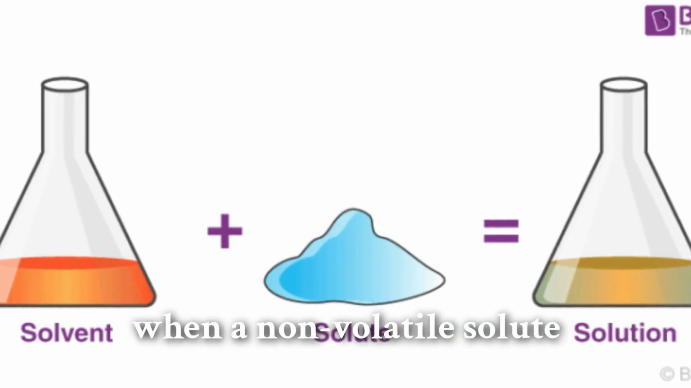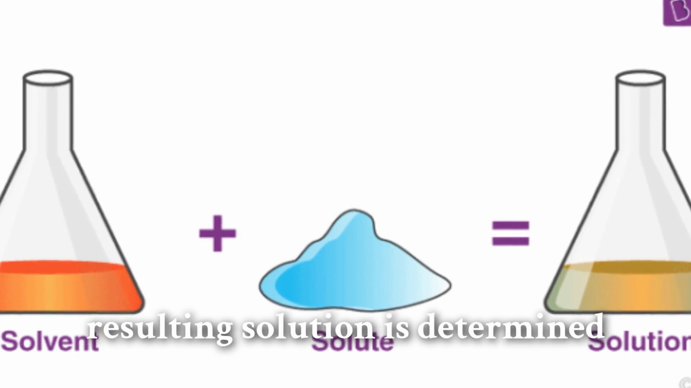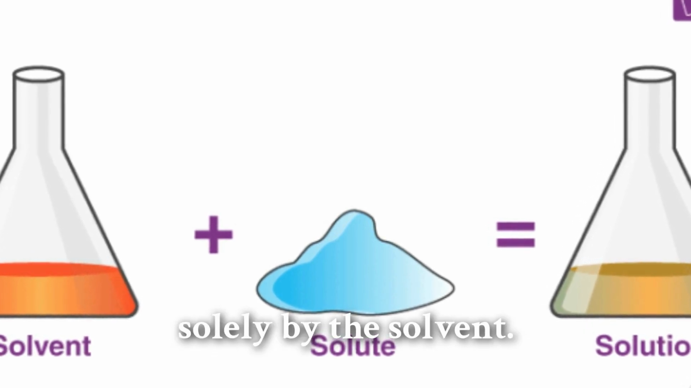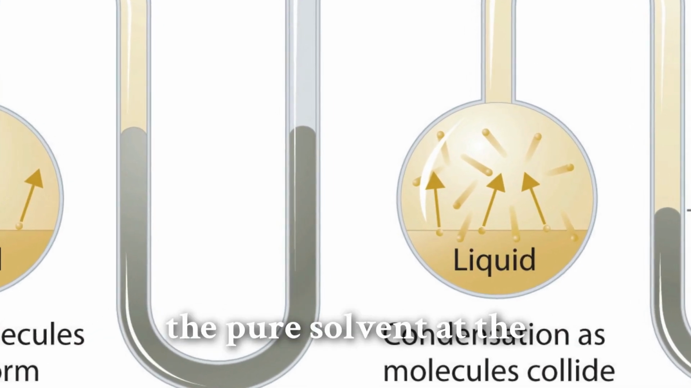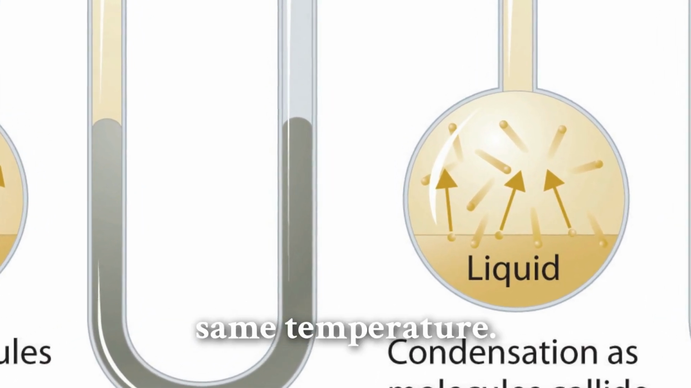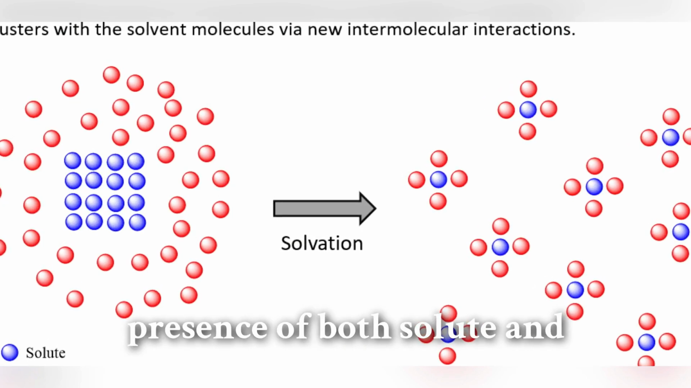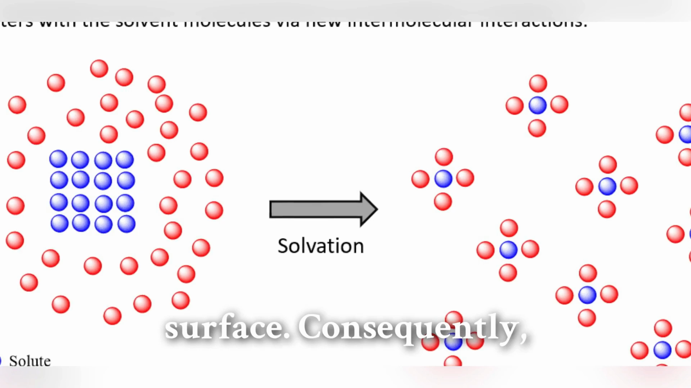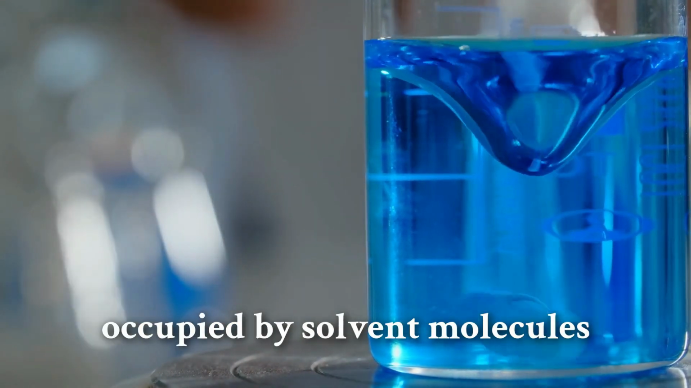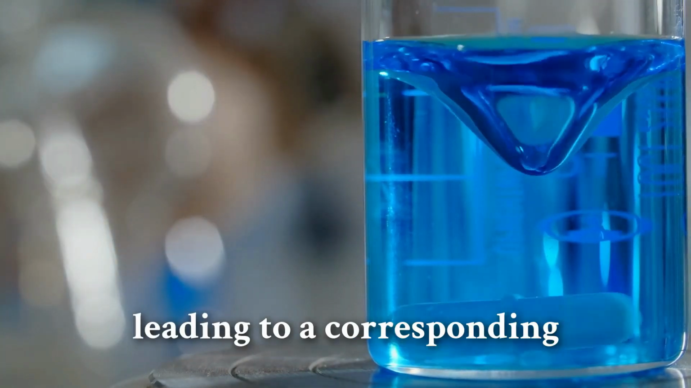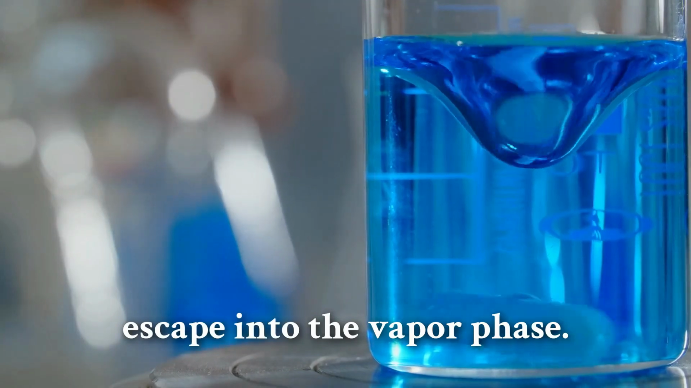However, when a non-volatile solute is added to a solvent, the vapor pressure of the resulting solution is determined solely by the solvent. This vapor pressure is invariably lower than that of the pure solvent at the same temperature. The reduction in vapor pressure can be attributed to the presence of both solute and solvent molecules at the surface. Consequently, the fraction of the surface occupied by solvent molecules decreases, leading to a corresponding reduction in the number of solvent molecules that can escape into the vapor phase.